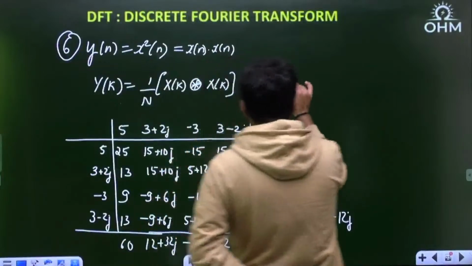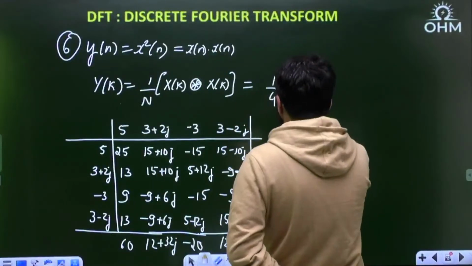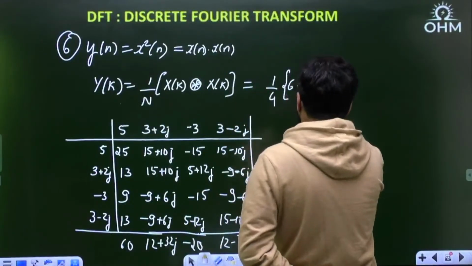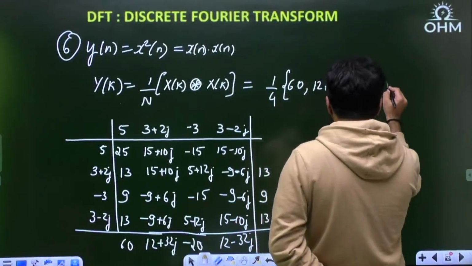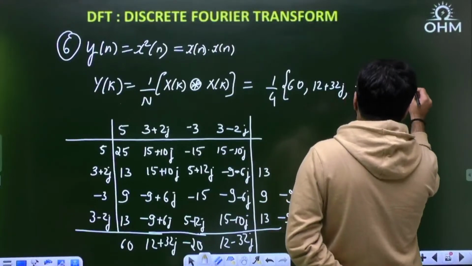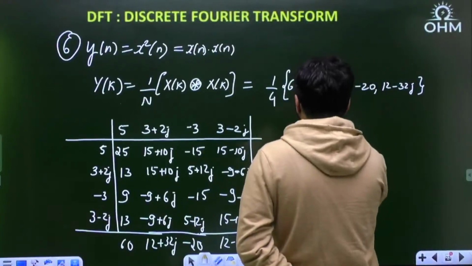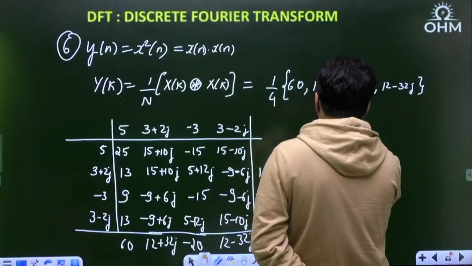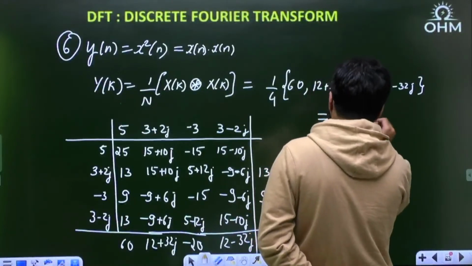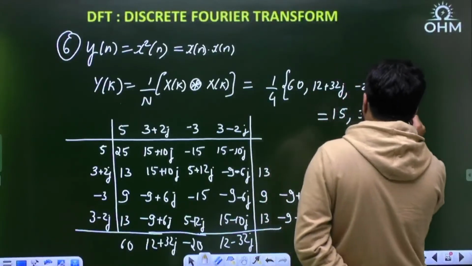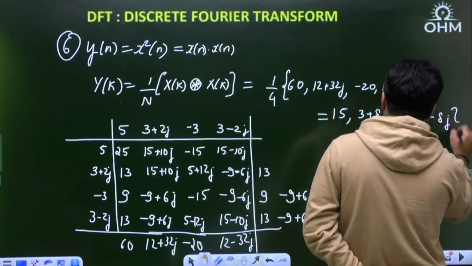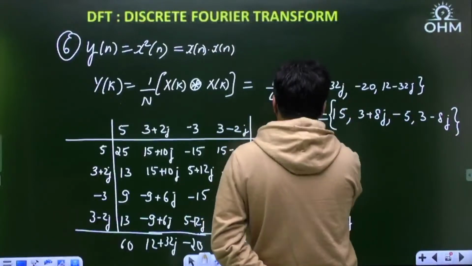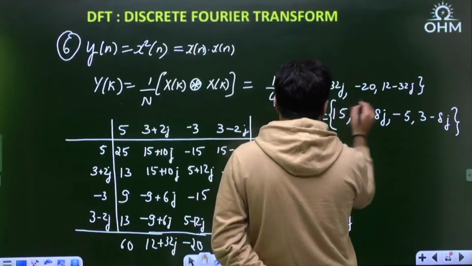Placing down the value of circular convolution here, which is 60, and the next value is 12 plus 32j, then minus 20 and 12 minus 32j. So dividing by 4, the answer is 15, then 3 plus 8j, minus 5, and 3 minus 8j. This is the answer that should be coming up for yk.